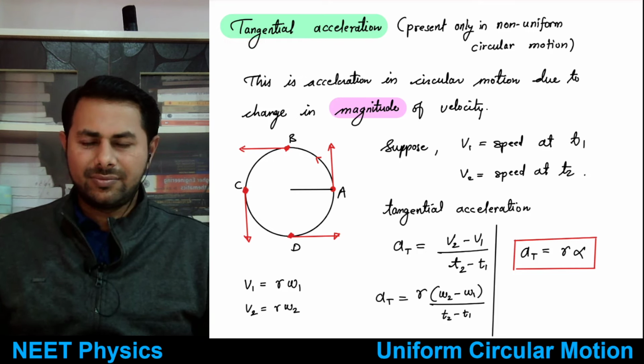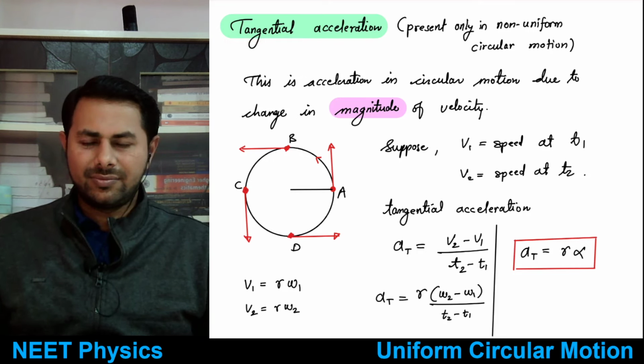So VA bar plus this vector will give me VB bar. That means this vector is delta V bar, which is VB bar minus VA bar. Is this clear? Delta V bar is equal to VB bar minus VA bar. Now suppose your object moves through an angle of delta theta when it goes from A to B.